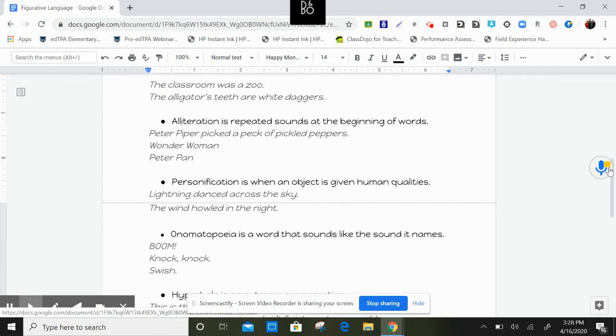So what this is saying, I'm not really saying that my classroom is a zoo with a bunch of wild animals. What I'm saying with the classroom was a zoo, I'm saying that it was busy and crazy and hectic and wild. Like a zoo can be those things as well.